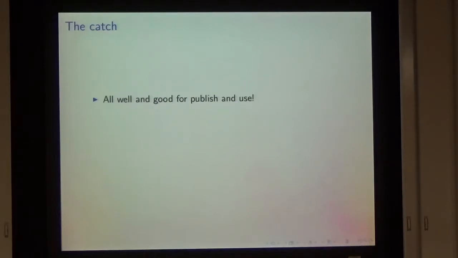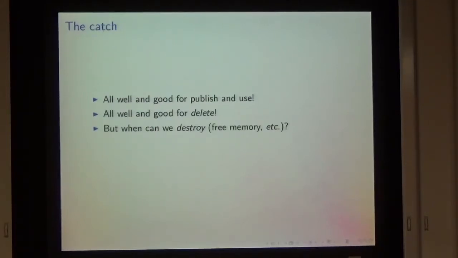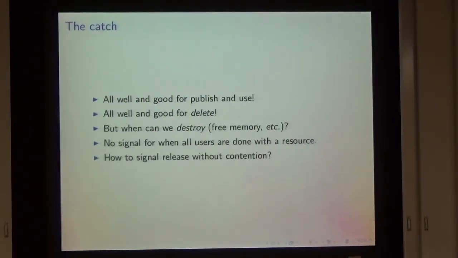So this works with publication and use of a resource, and deletion of the resource from the table, but it doesn't let any thread know when it's safe to destroy the memory, when it's safe to free the memory. So we need some kind of signal for when users are done with the resource. And we need to signal that without requiring users to write to shared memory, because that's what we're trying to avoid. We're trying to avoid having to write to memory in order to read from it.